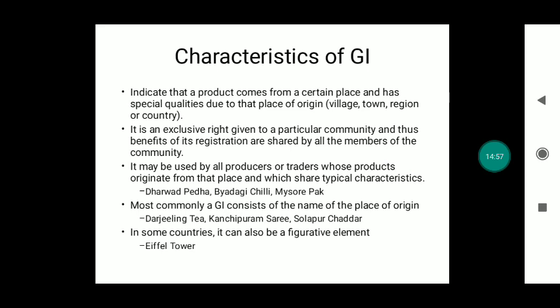There are different characteristics. GI indicates that the product comes from a certain place like Gokak Kardant, Belgaum Kunda, Kolhapuri Chappal, etc., and has special qualities due to that place of origin. It's an exclusive right given to the particular community, and thus benefits of its registration are shared by all the members of the community.